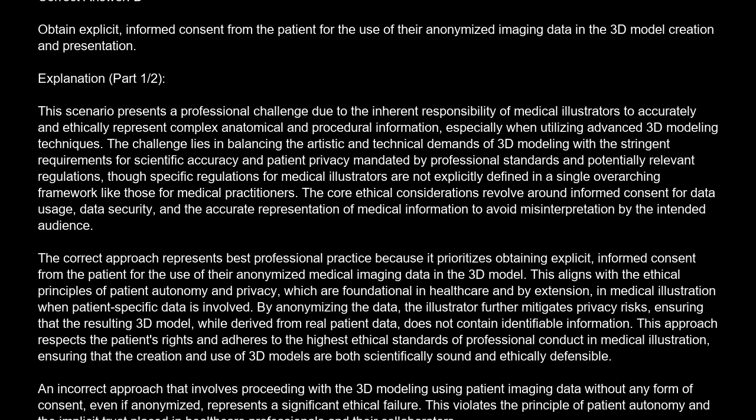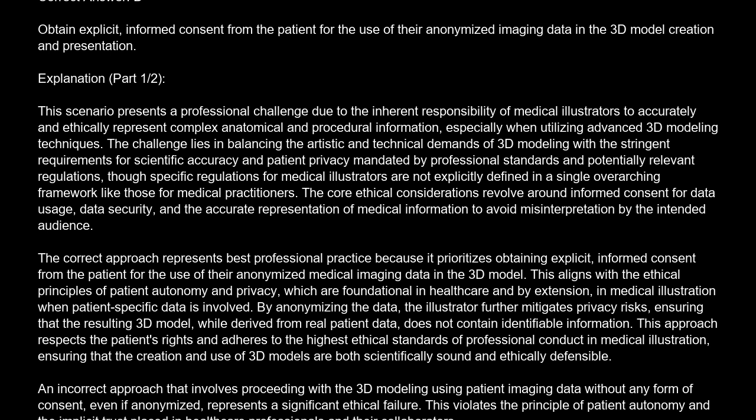The challenge lies in balancing the artistic and technical demands of 3D modeling with the stringent requirements for scientific accuracy and patient privacy, mandated by professional standards and potentially relevant regulations. Though specific regulations for medical illustrators are not explicitly defined in a single overarching framework like those for medical practitioners, the core ethical considerations revolve around informed consent for data usage, data security, and the accurate representation of medical information to avoid misinterpretation by the intended audience.